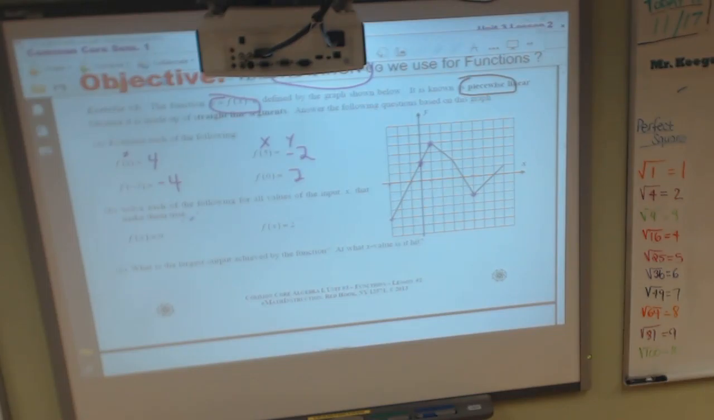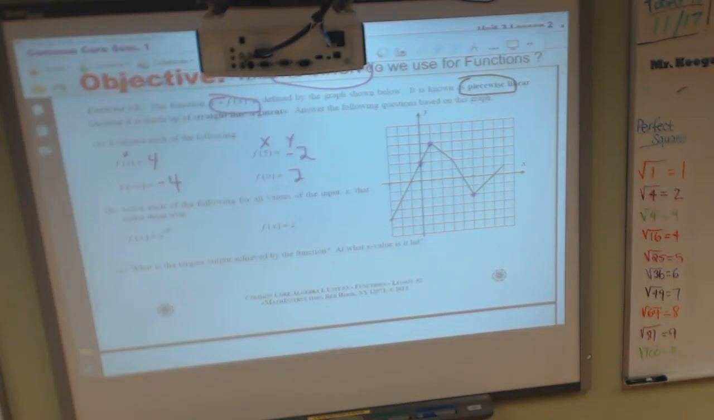Okay? So now, down here, though, they're saying each of the following for all values. You know, I can check to see how much time you spent on these things.